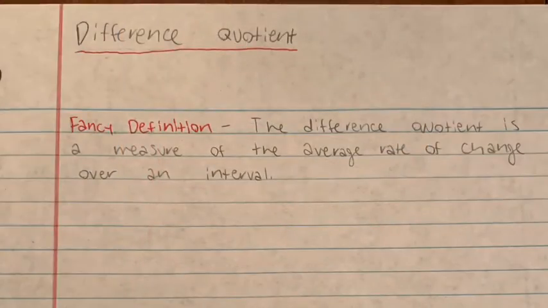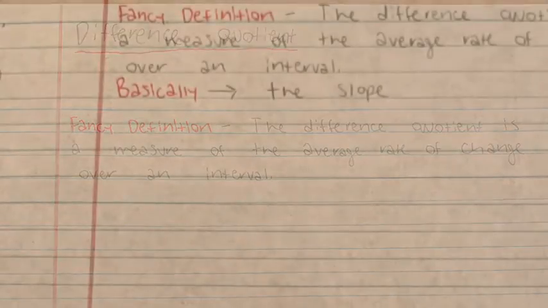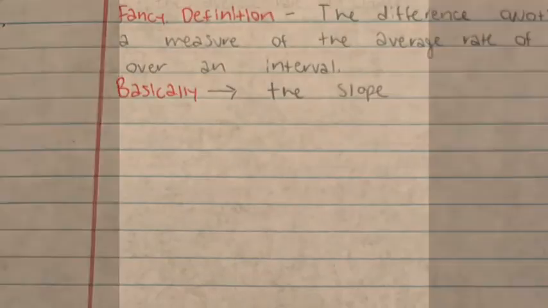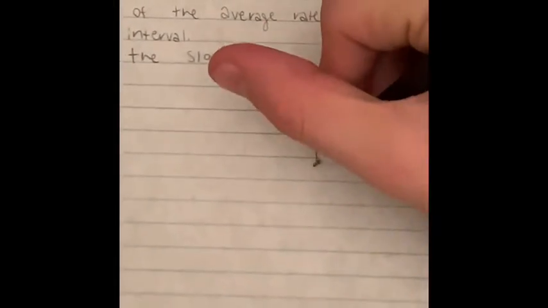We must first define the difference quotient. One such definition is that the difference quotient is a measure of the average rate of change over an interval. But that definition is terribly and insufferably boring, so instead we can just call it the slope, because that's what it is. Why is it the slope, you may be asking? Well, let me show you.